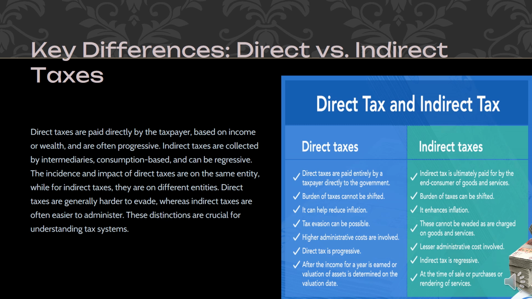Examples of direct tax are income tax, STT, and corporate tax. GST is an example of indirect tax in India.